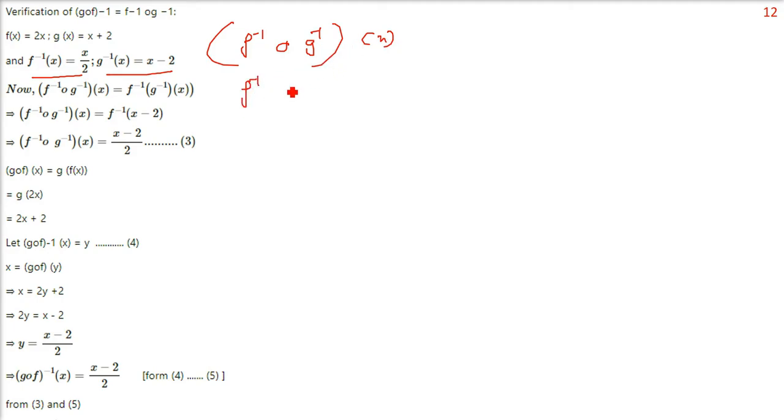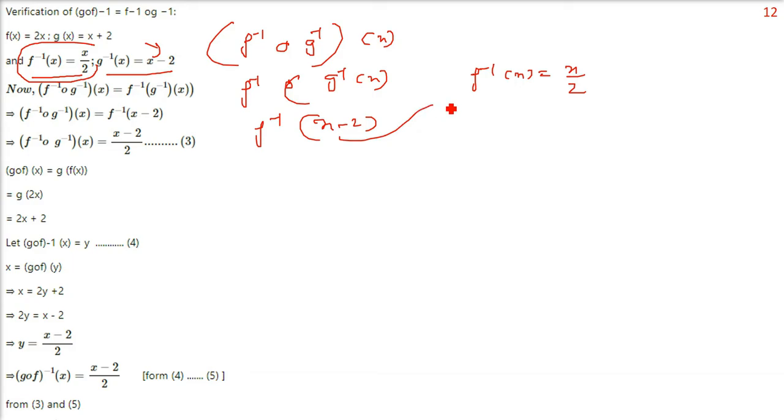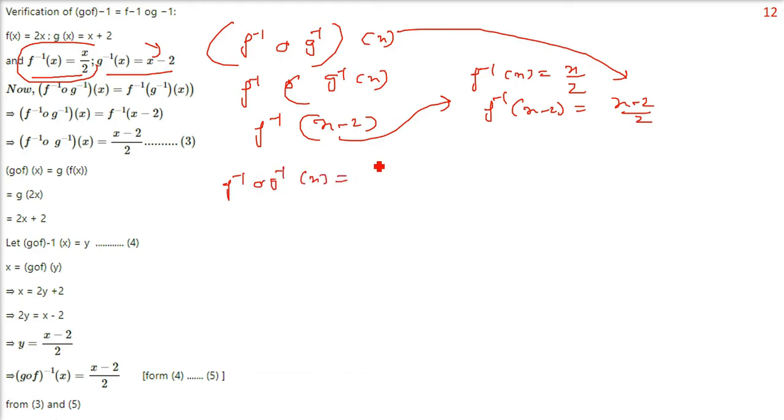The f inverse operation, now g inverse x we have to find out. What is g inverse x? It is x minus 2. So put it here, x minus 2, we already did that. Now what is f inverse x? f inverse x is x by 2, so we'll replace x with x minus 2 in place of x in x by 2. So f inverse x will be (x minus 2) by 2. So basically f inverse operation g inverse x we have found out. So we started with this and finally we found (x minus 2) by 2. So f inverse operation g inverse x is finally equal to (x minus 2) by 2. I hope you got this idea.